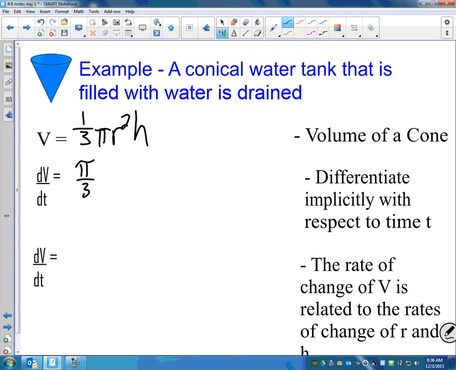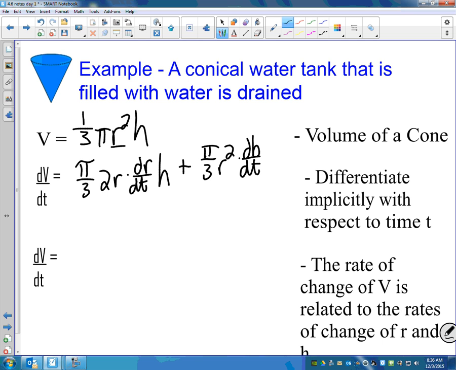And then the derivative of r squared is 2r. But I'm doing this with respect to time. So I'm going to say times dr over dt. Leave the h alone. Plus 1/3 pi. Now I'm going to leave r squared alone. And the derivative of h is just 1. But I'm going to multiply by dh over dt.